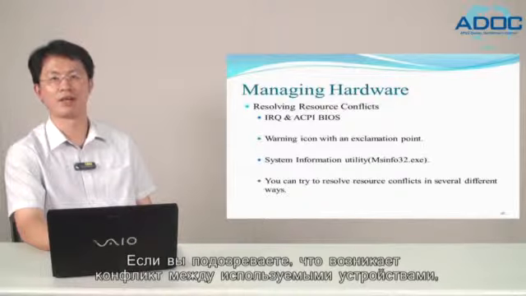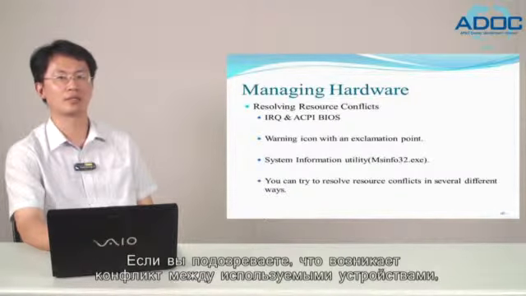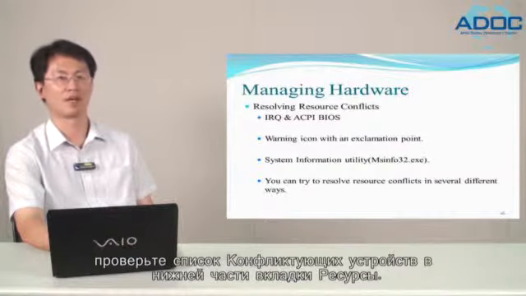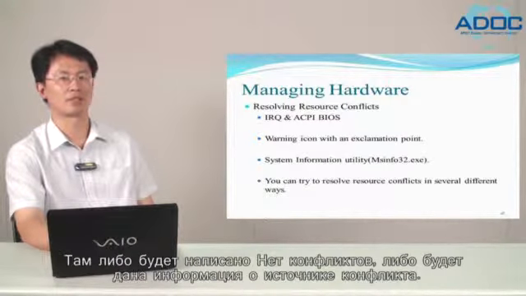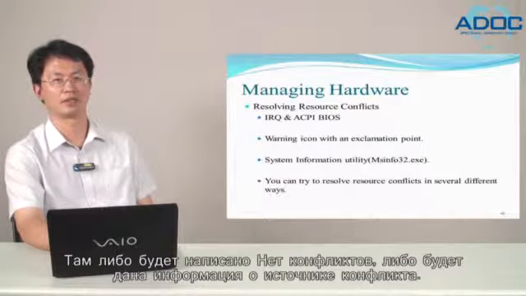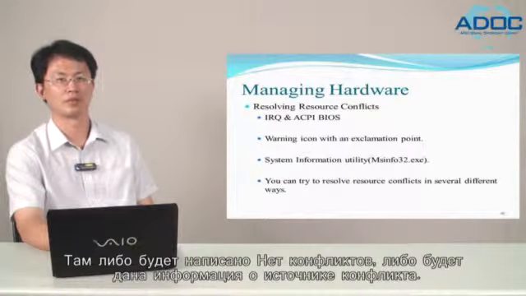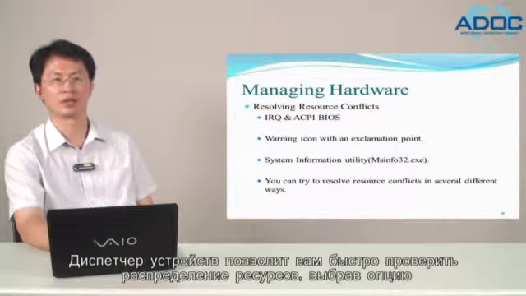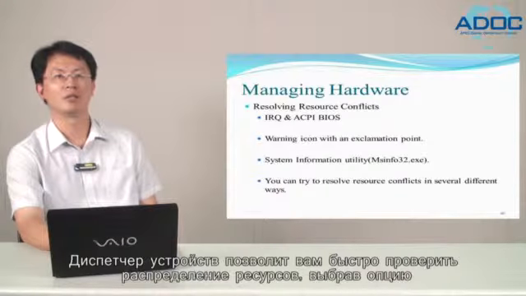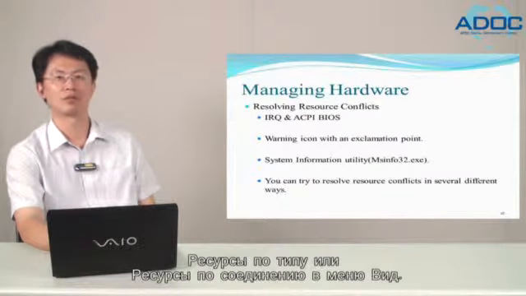If you suspect a device conflict is causing a problem with the current device, check the conflicting device list in the lower portion of the Resource tab. It will either list no conflict or the specific source of a known conflict. In Device Manager, you can quickly check resource allocations by choosing Resources by type or Resources by connection on the View menu.